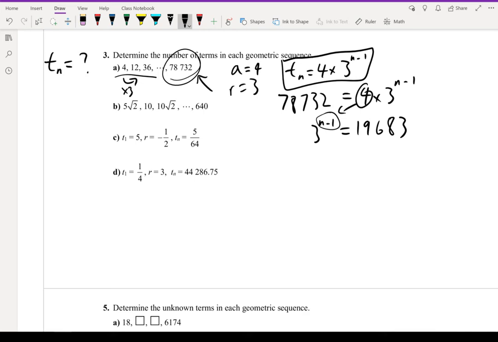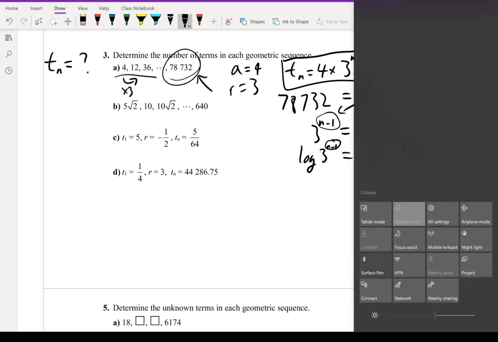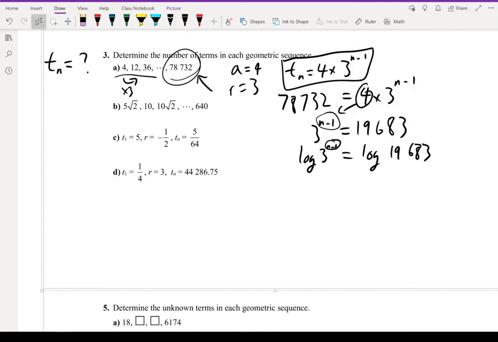Okay, so we then need to find out 3 to the power of something is equal to 19,683. Now, there are some ways of doing this. If you've learned how to use logarithms, then you can use logarithms. Hopefully you have learned logs before. I'm not sure, but I will just show you how to do it. So what we can do straight away is take a log of both sides. So log of 3 to the power n minus 1 is equal to log of 19,683. And then that will enable us to move that n minus 1 to the front.